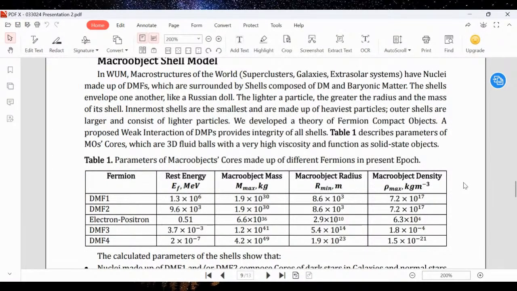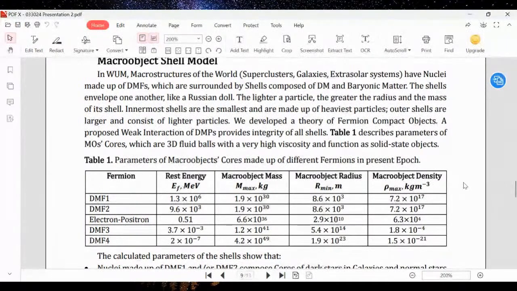Macroobject Shell Model, in which macrostructures of the world, superclusters, galaxies, and extrasolar systems have nuclei made up of dark matter fermions, which are surrounded by shells composed of dark matter and baryonic matter. The shells envelop one another like a Russian doll. The lighter a particle, the greater the radius and the mass of its shell. Innermost shells are the smallest and are made up of the heaviest particles. Outer shells are larger and consist of lighter particles.